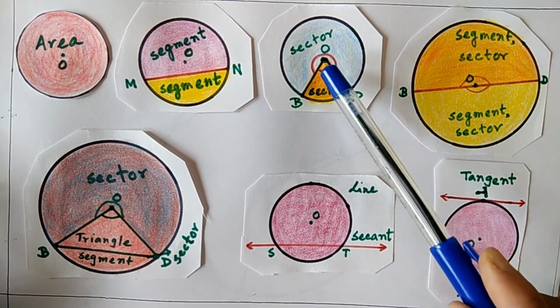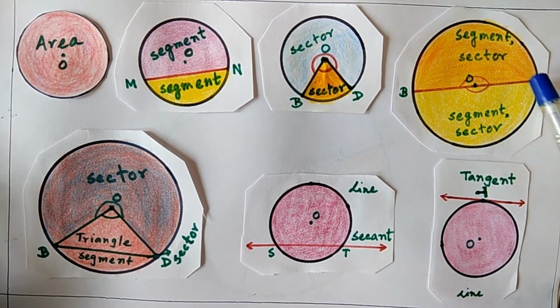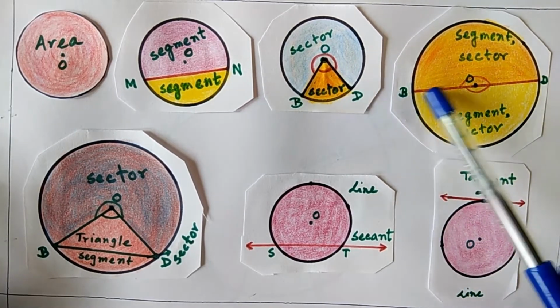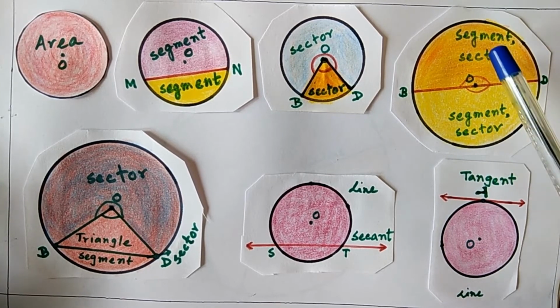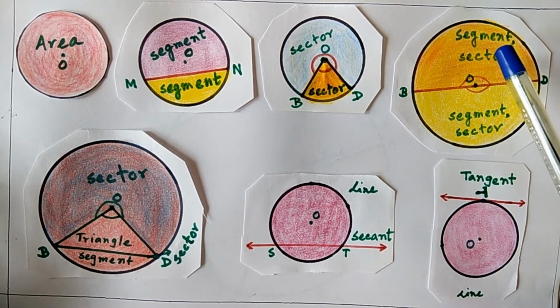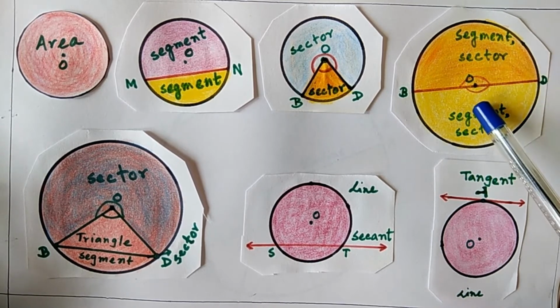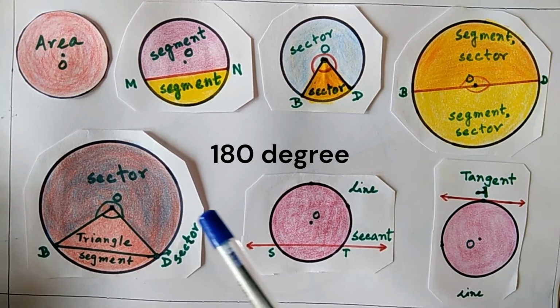And in the case of a sector, we have seen that we take two radii. So this diameter is also two radii, one is OD, another is OB. And this arc, so OD, OB and this arc form this sector. This is another sector. Both the sectors are equal. So sector, segment, all are equal. And this angle is 180 degrees, a straight angle.